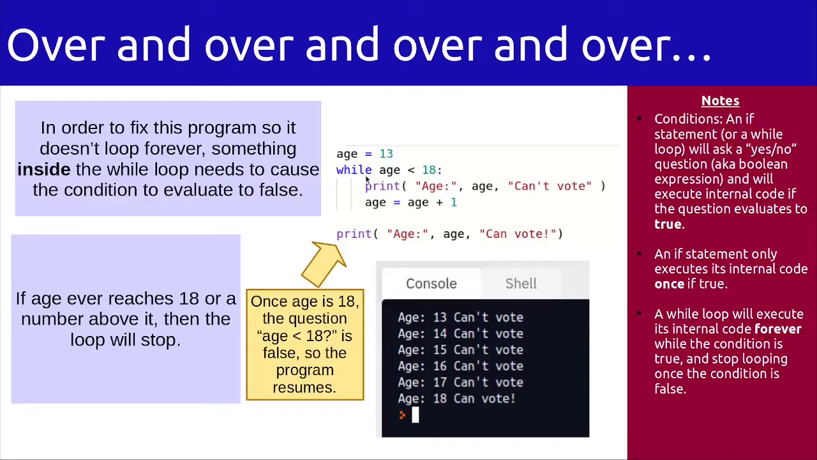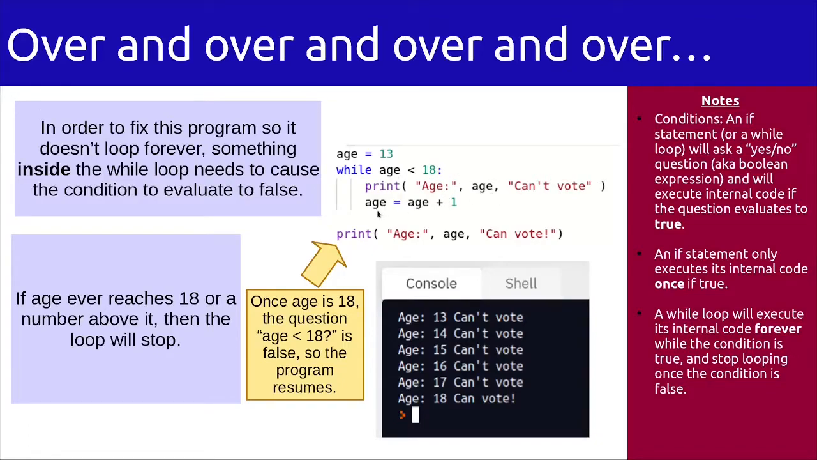Every time through the loop, it'll say age is 13, less than 18? True, 13 is less than 18. Display the age, 13, can't vote. Age equals age plus 1, so now age is 14. Once it gets down here to the bottom of the inside of the loop, it comes back up here and checks it again. Is 14 less than 18? True. Can't vote. Age equals age plus 1, 15. 15 less than 18? True.